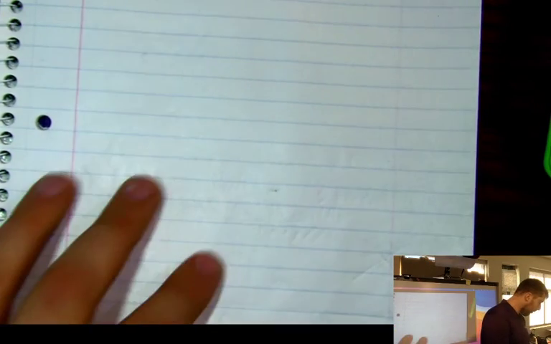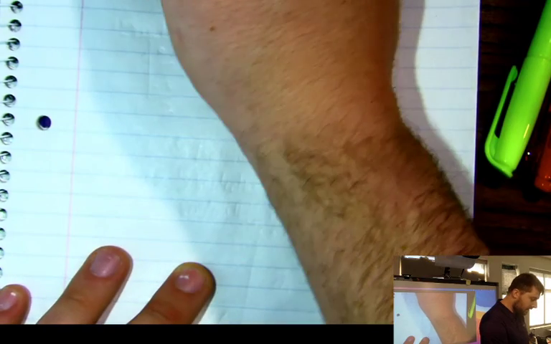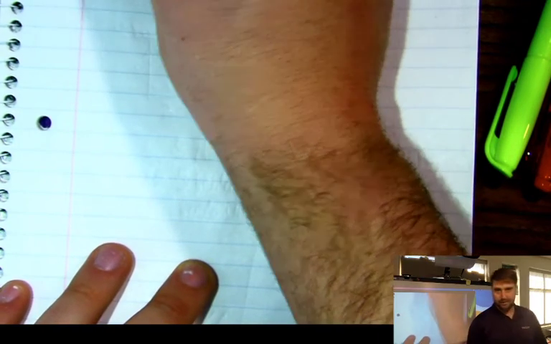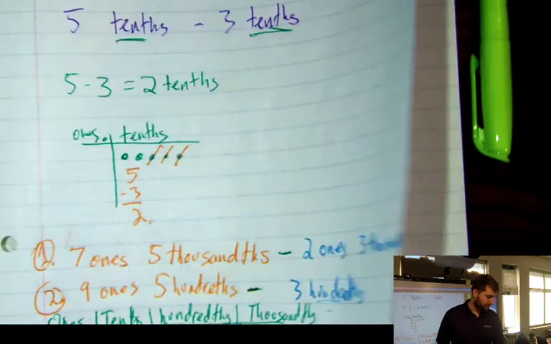We are going to do 8.3, which is 8 and 3 tenths. 8 and 3 tenths minus 6 and 4 tenths, 6.4. And I did switch my colors up here to keep things interesting. I'm so sorry, I should have kept them in the same order every time.